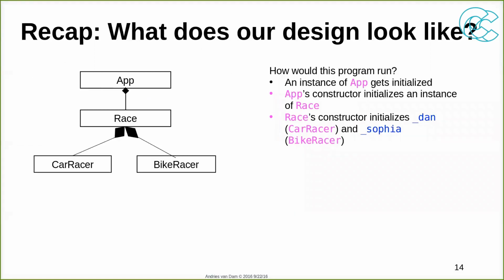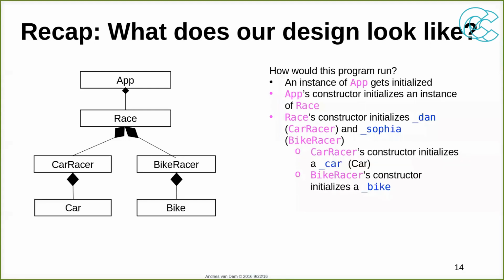Okay, so we have seen this diagram earlier, right? Let's say you start with the app. The app consists of a race. You initialize the race with a particular race, say race one. And now the race consists of two racers. Here, one is Dan and the other one is Sophia. So that's why you have the two.